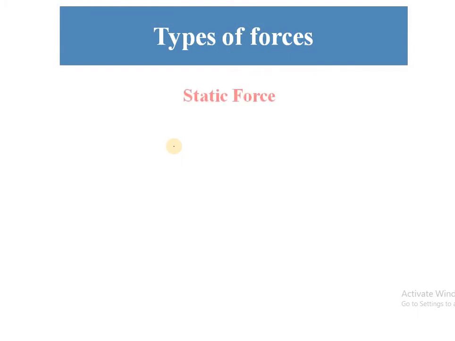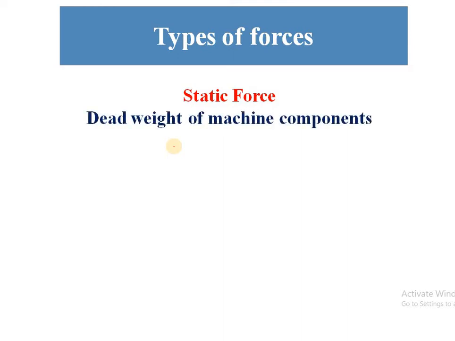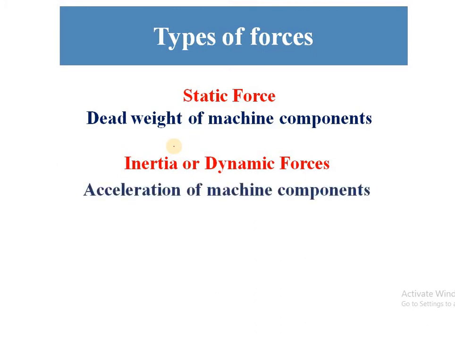There are two: the static force, which is due to the dead weight of the machine components, and the other is the inertia or dynamic force. This is due to the acceleration of machine components. Dynamic forces are generated when the system is in motion, and static force is generated when the system is at rest.